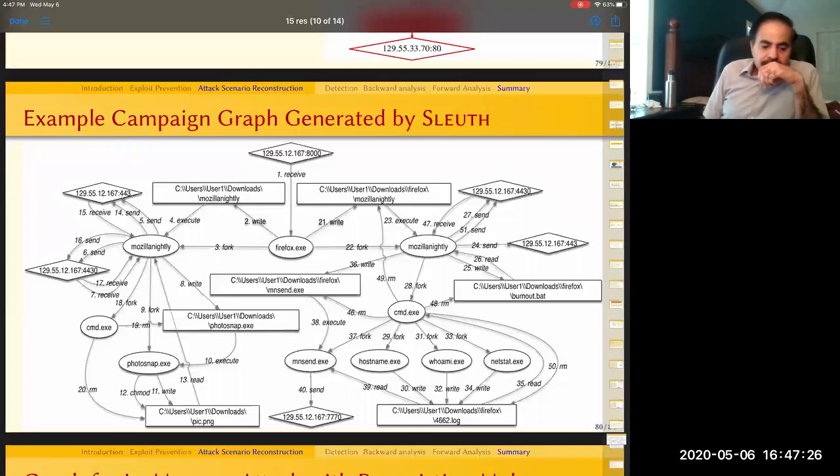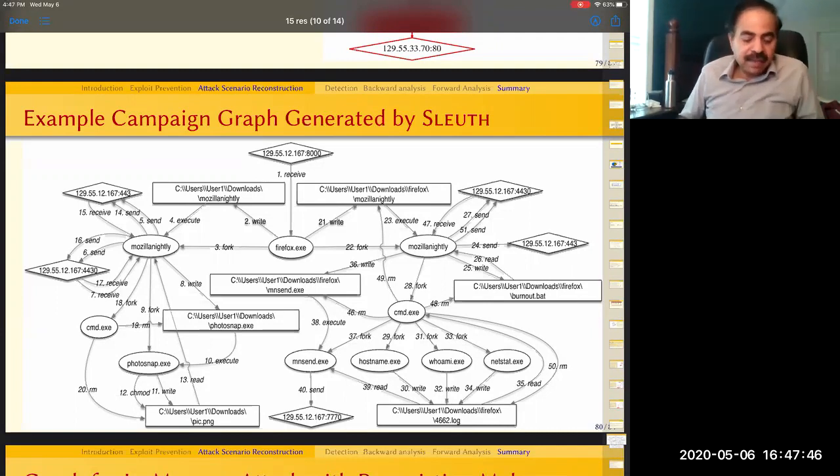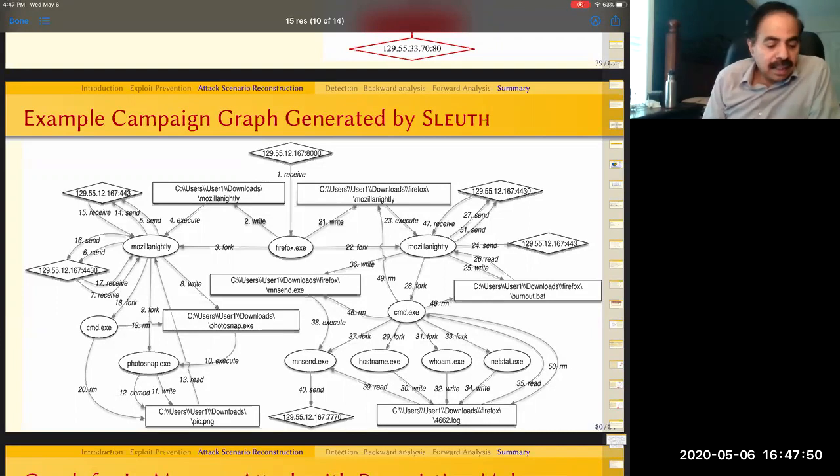So by doing this kind of analysis, where we construct these dependence graphs, we have these policies for generating alarms, and then we have this backward analysis and forward analysis to construct this kind of graph that shows the attacker activity. This is the result that's produced by our system.